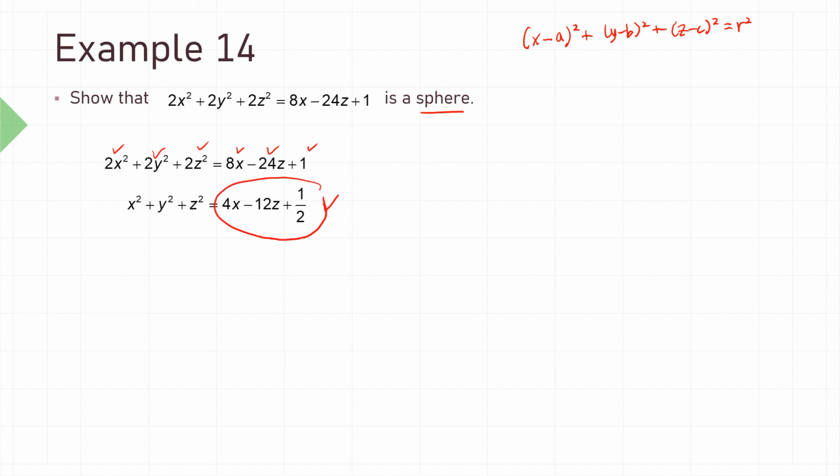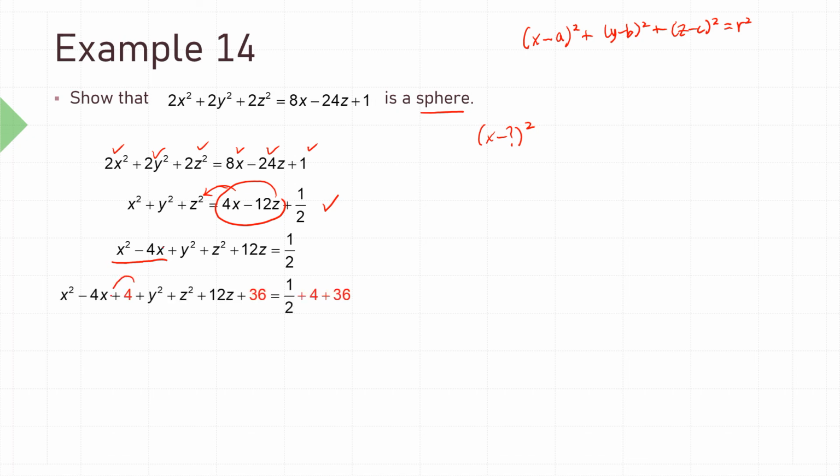Now I want to bring all these terms on the right side to the left side, so we'll have this one. I bring this one first, and bring it to the left side. Now I want to complete the square, meaning how to write this so that I can get x minus something squared. So you have to add 4 for this one, because x minus 2 squared, when you expand, you get this expression. For the z square, you have to add 36. When you add 4 and 36 on the left side, you have to add 4 and 36 on the right side, so that the equation will be balanced.